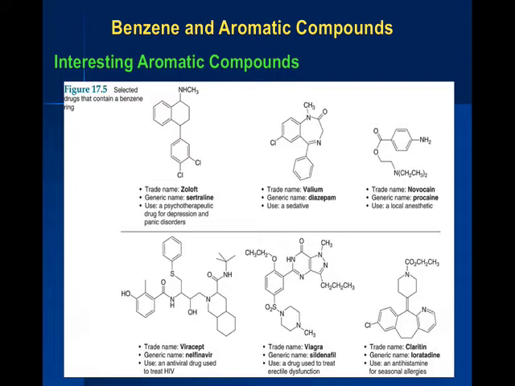Right? Here is Viracept. This is a drug used to treat HIV. Again, you can see that we have an aromatic ring here. We have an aromatic ring here. Actually, this is a phenol, right? If we want to think of it that way.